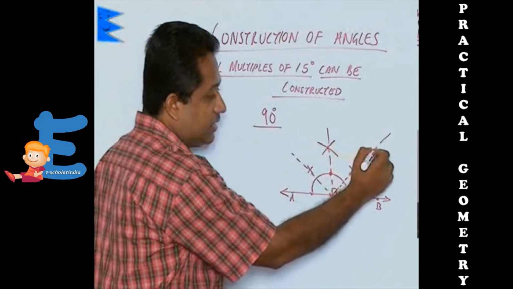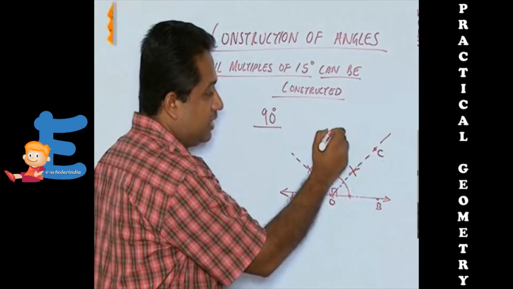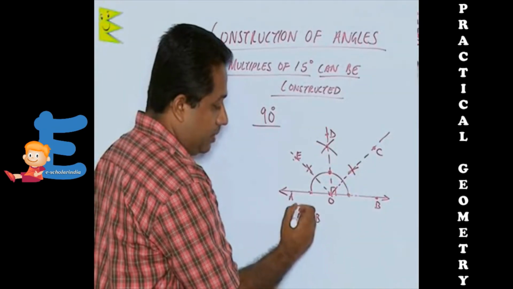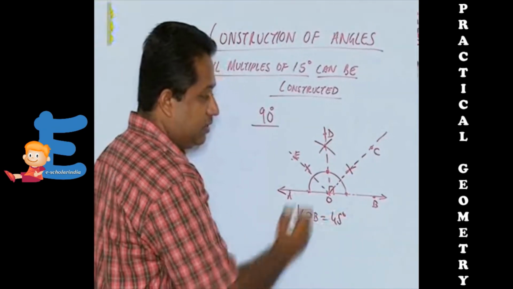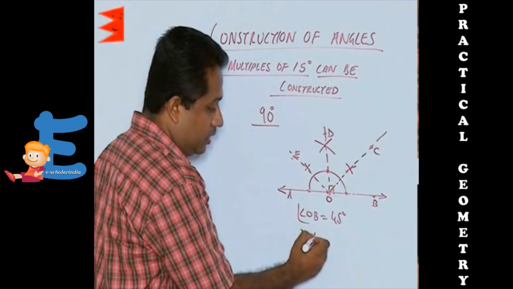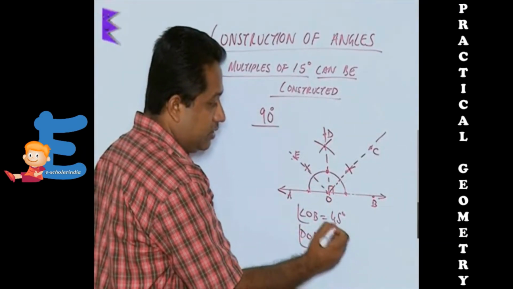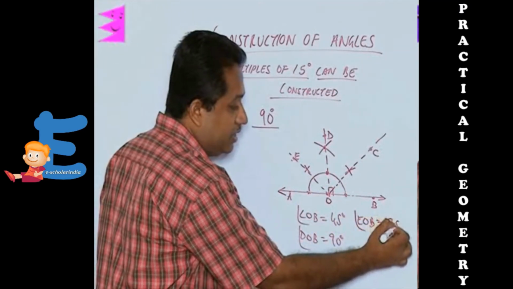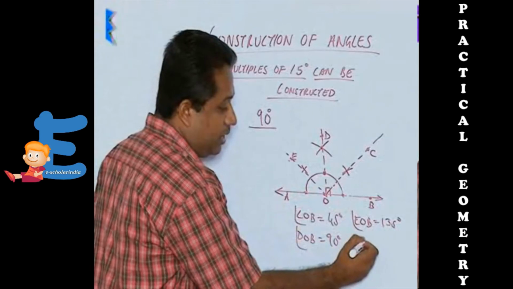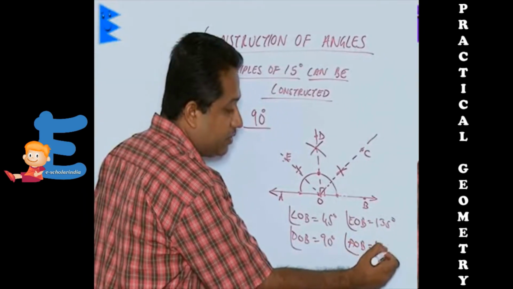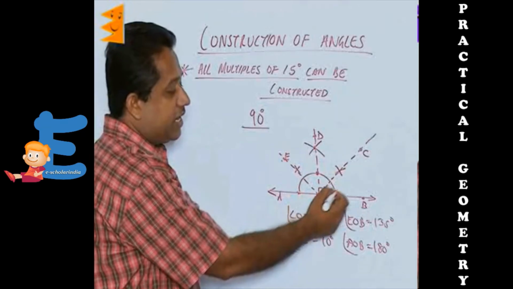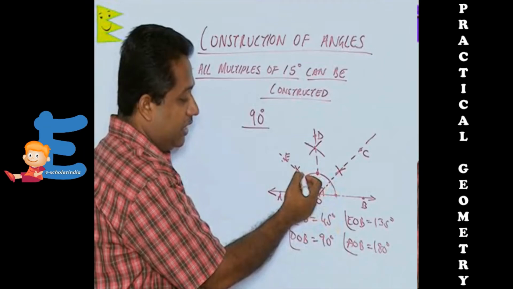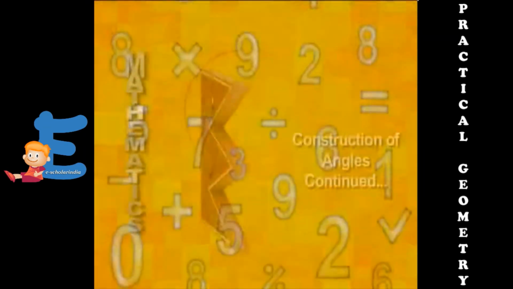Now if we name this, let's say this point is C, this is D and this is E, we can say that angle COB is 45 degrees, angle DOB is 90 degrees, angle EOB will be 135 degrees, and this angle AOB is of course a straight line, so that is 180 degrees. So here in this diagram we have learned how to construct 45, 90, 135 and 180.